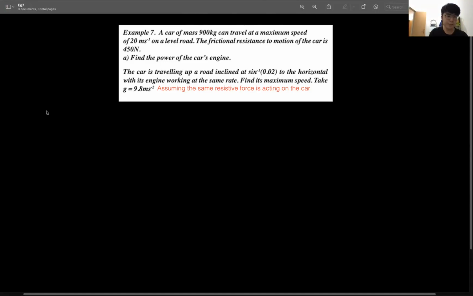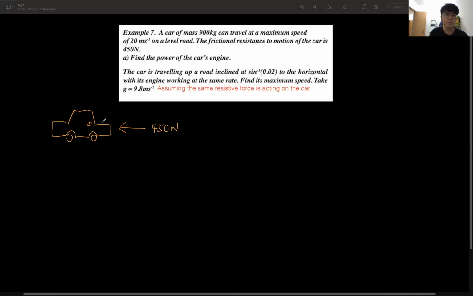Okay, for 7A, find the power of the car's engine. It says that maximum speed, right? So force must be balanced. Resistive force is 450. Engine force balances, so it's also 450. It is at max or constant speed. So P equals F times V, 450 into 20, 9,000 watt.